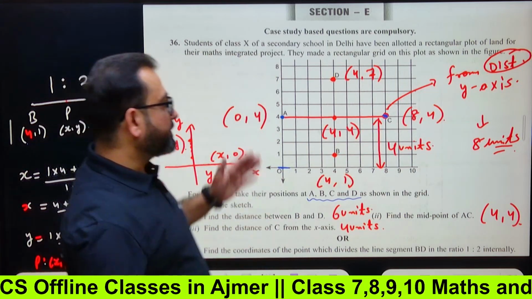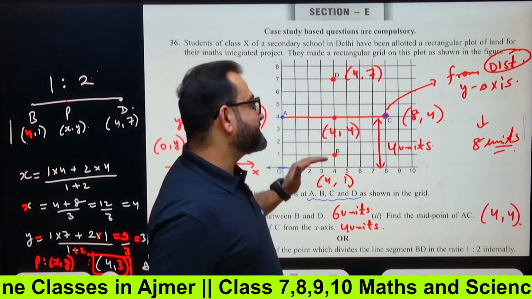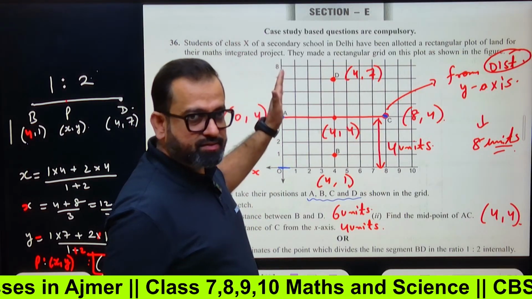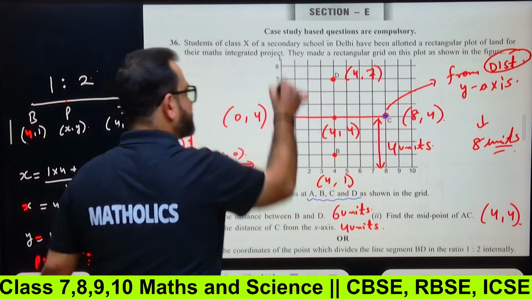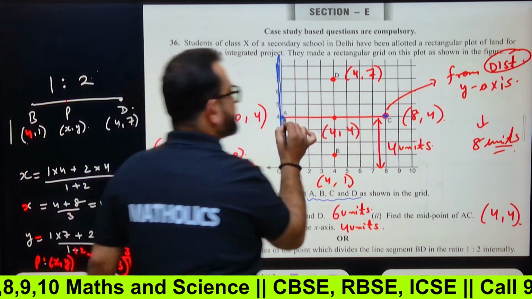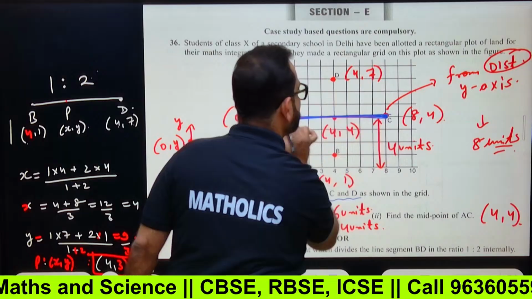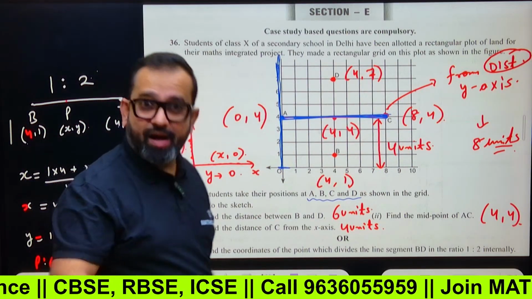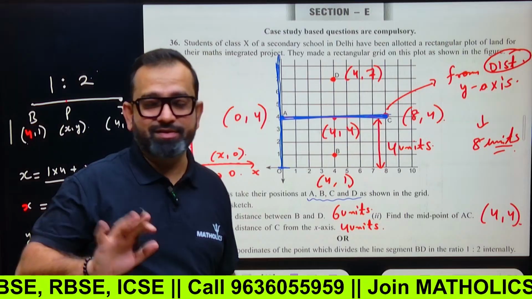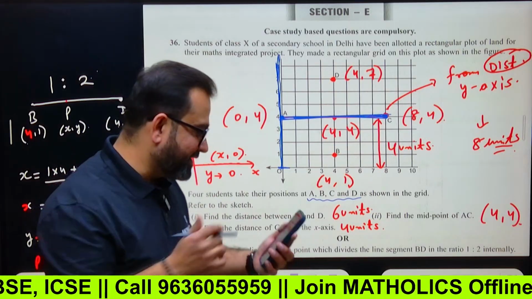Can you tell me what will be the distance of C from the y-axis instead of the x-axis? From the y-axis, what is the distance of point C? This is the y-axis. From this axis, this is the distance, yes or no? And this is 8 units. Units you must write in your answer sheets, otherwise half a mark will be deducted. This is for sure.